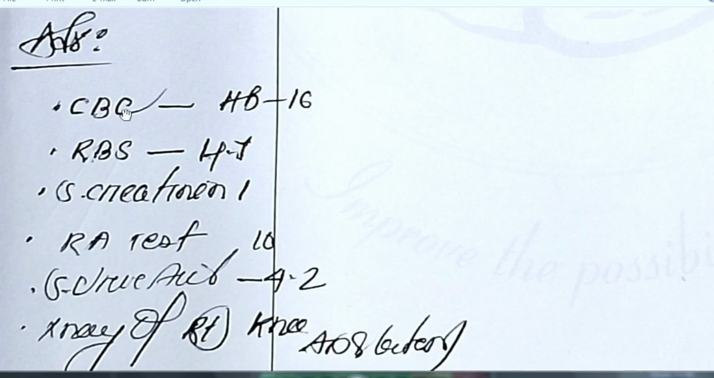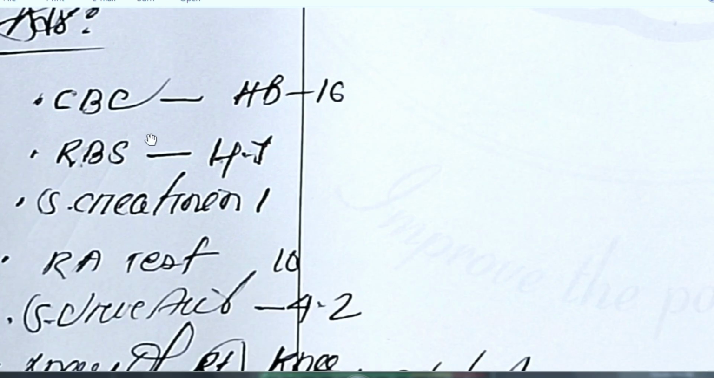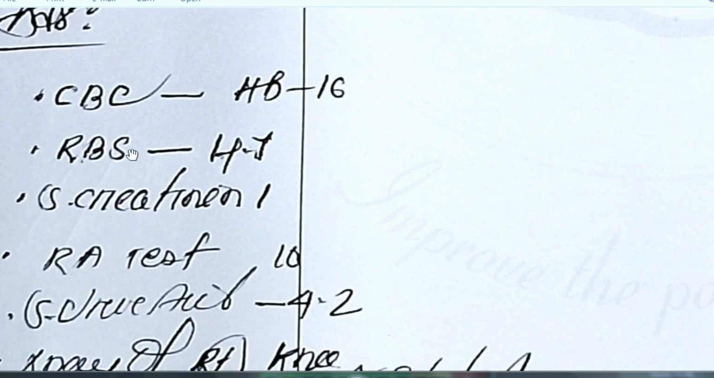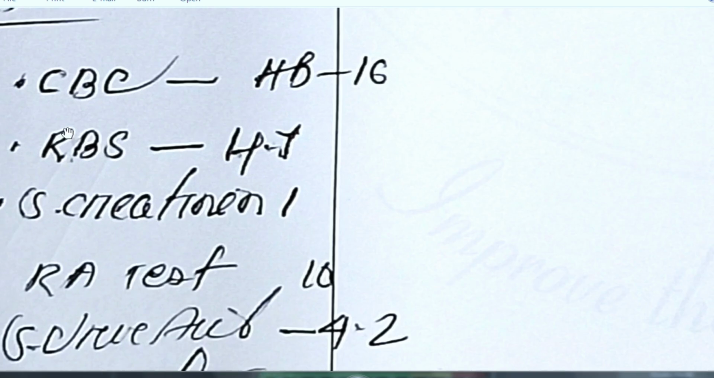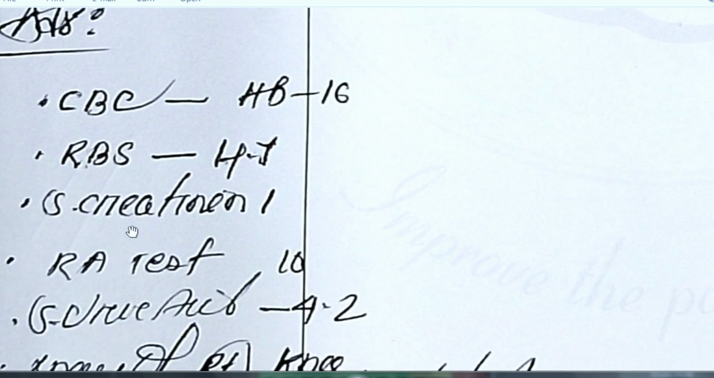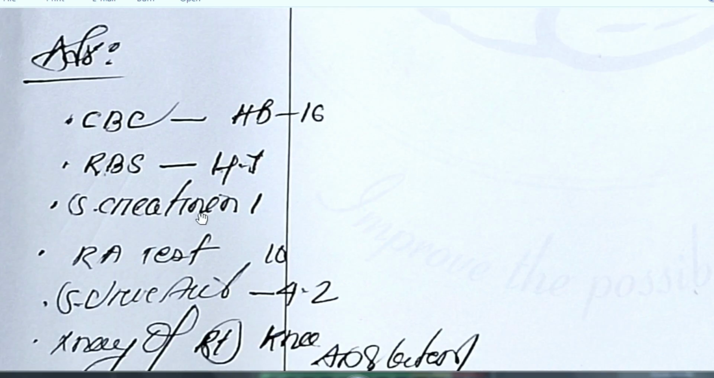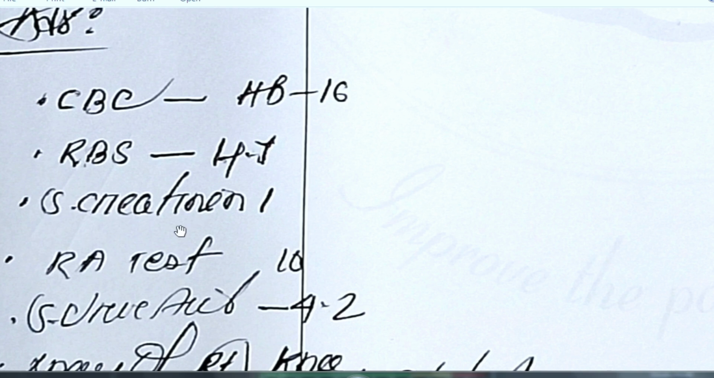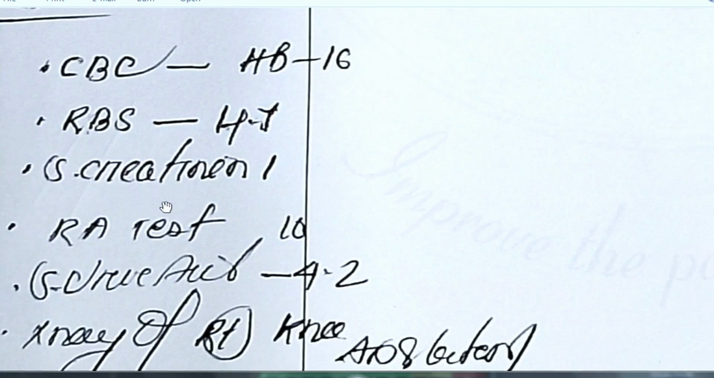The doctor has advised several tests. Let's understand why. Number 1, CBC. It means complete blood count. It is to check for infection or anemia. Number 2, RBS or random blood sugar. It is to check for diabetes, as diabetes can worsen joint problems. Number 3, serum creatinine. It is to assess kidney function, especially before using pain medication.